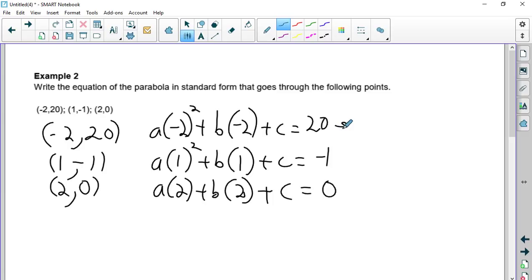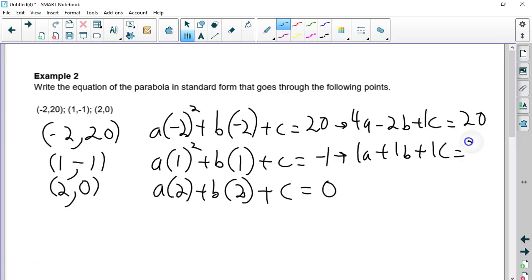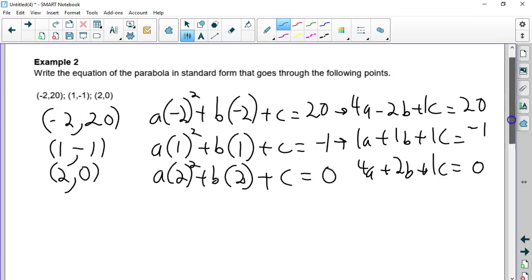So negative 2 squared is 4, so that's 4A, minus 2B, you just move it in front, plus C equals 20. And then this one, 1 squared is just 1A, plus 1B, plus 1C. And I put the numbers there just to remind us what we're doing. And then there's the negative 1. And then 2 squared is 4A, and then just move the 2 in front of the B, and the 1C equals 0. Now I can make my augmented matrix.